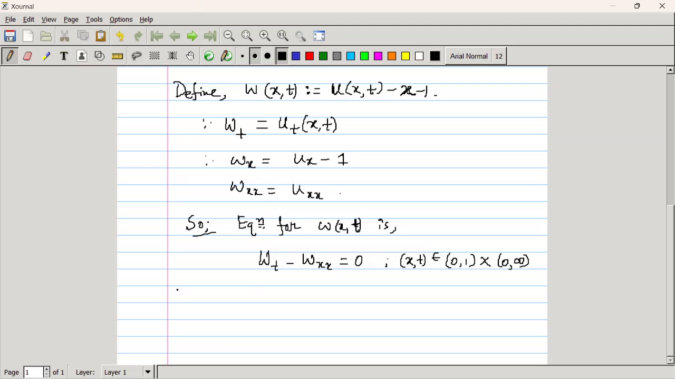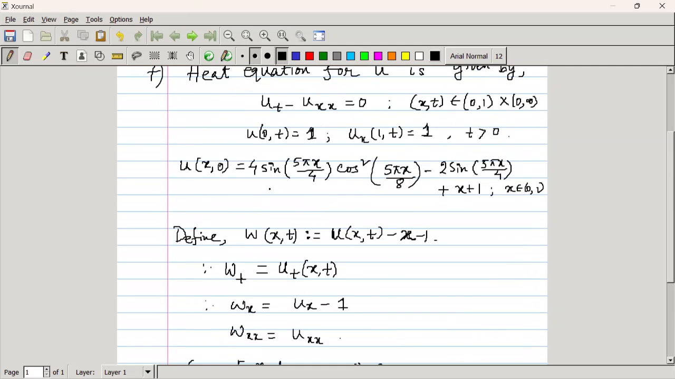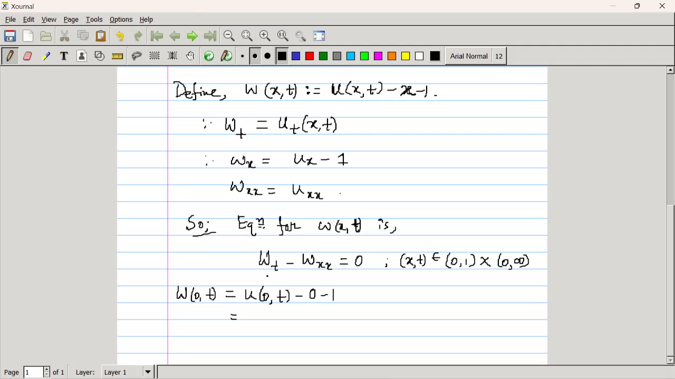Now what are the boundary conditions for w? w(0,t) is u(0,t), putting x equal to 0, minus 0 minus 1. Now u(0,t) is given in the question as 1, so that is 1 minus 1. So w(0,t) is 0. And another boundary condition is wx(1,t), that is the same as ux(1,t) minus 1, because wx equals ux minus 1.